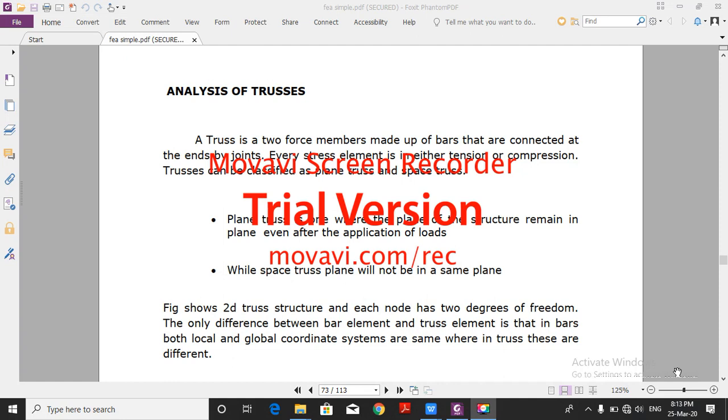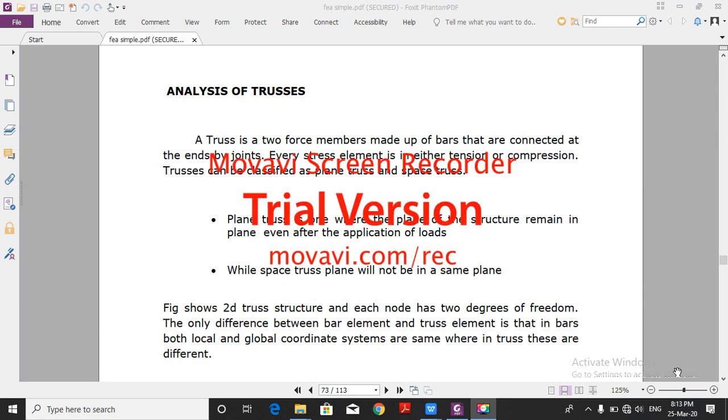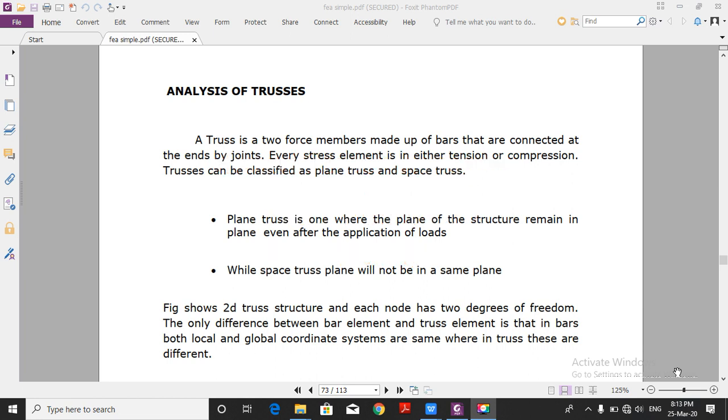Hello friends, today we are going to study the analysis of trusses, that is unit number 3 of the subject Finite Element Analysis and Simulation Techniques. In that we are seeing the two-dimensional analysis, that is, first we will see the analysis of trusses. As we know, a truss is made up of two-force members, that is, bars which are connected at the ends by some kind of joints.